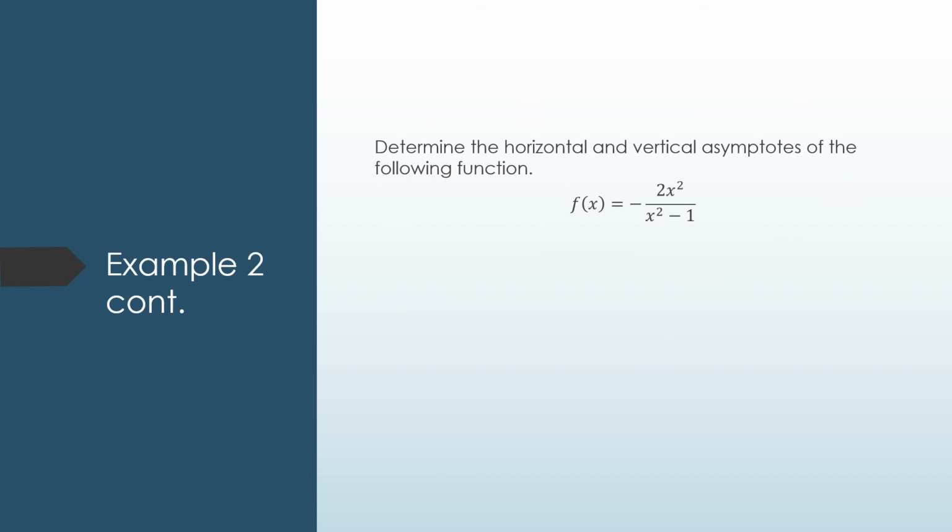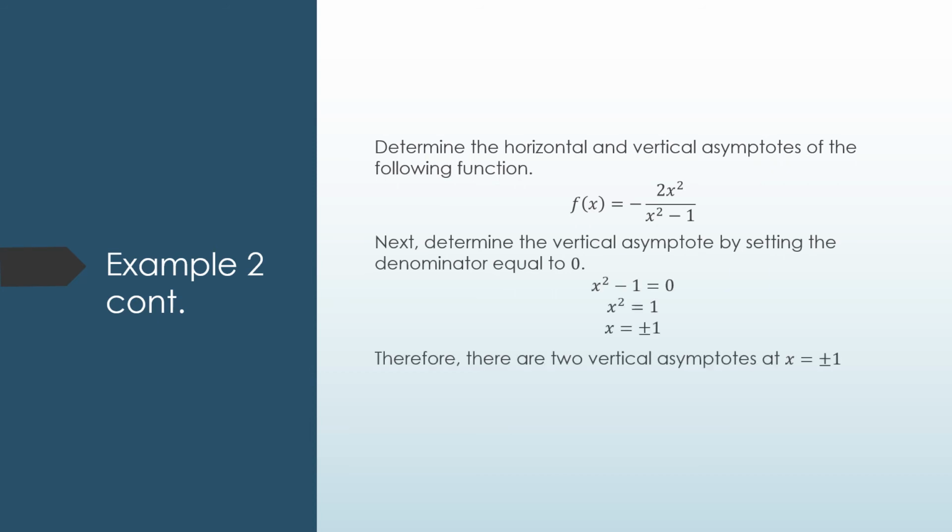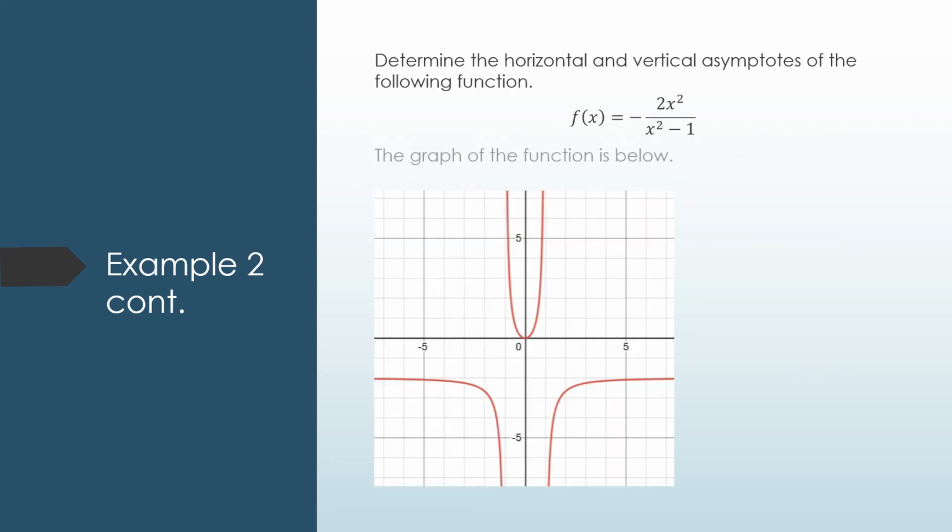And then what about the vertical asymptote? Well, we set the denominator equal to 0, and we solve for x. So in this case, that would be x squared minus 1 equals 0. Solving, we see that we actually have two vertical asymptotes, x equals positive 1 and x equals negative 1. So that's our answer for the vertical asymptotes. And if we graph the function, you can see it does indeed have all of these things. Here's your horizontal asymptote at y equals negative 2, and then you've got one vertical asymptote at x equals 1, and you've got another one at x equals negative 1 on this side.